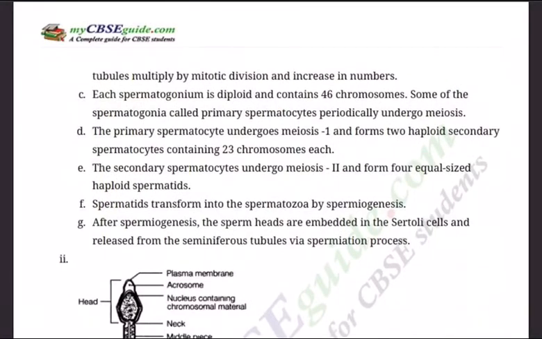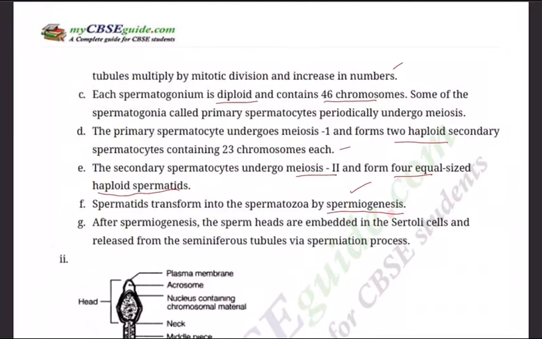Spermatogonia, singular spermatogonium, present on the inside of wall of the seminiferous tubules, multiply by mitotic division and increase their numbers. Each spermatogonium is diploid and contains 46 chromosomes. Some of the spermatogonia, called primary spermatocytes, periodically undergo meiosis. The primary spermatocyte undergoes meiosis 1 and forms two haploid secondary spermatocytes containing 23 chromosomes each. That means 2n has become n. The secondary spermatocyte undergoes meiosis 2 and forms four equal-sized haploid spermatids.